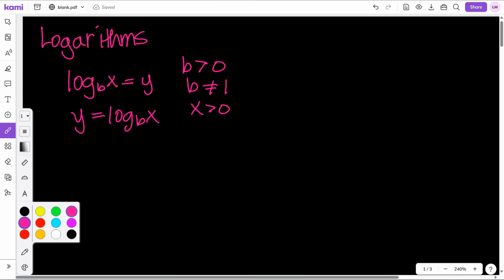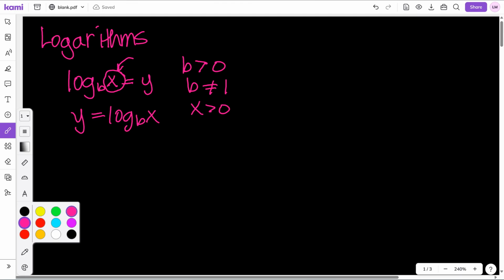So if the number that's in here, or when I evaluate it and plug in a number for x, this argument right here, that's called an argument, if that argument is negative or 0, we kick it out. It's not possible, not a solution. All right, so this logarithmic function is the inverse of an exponential function.